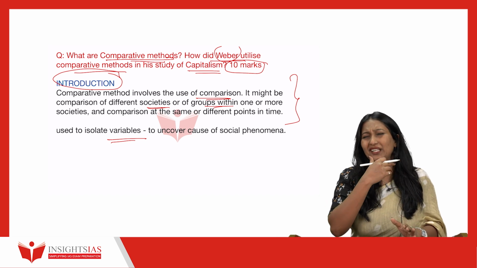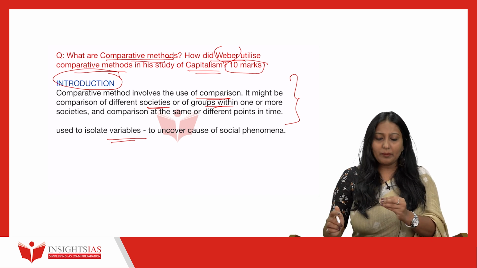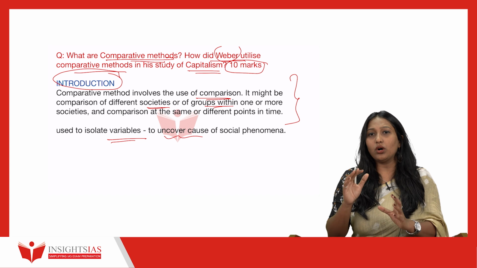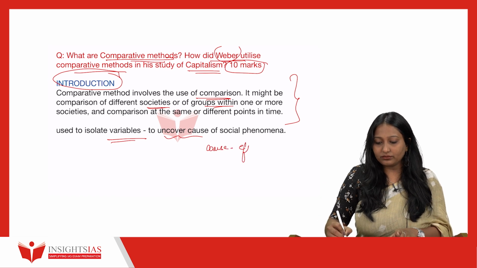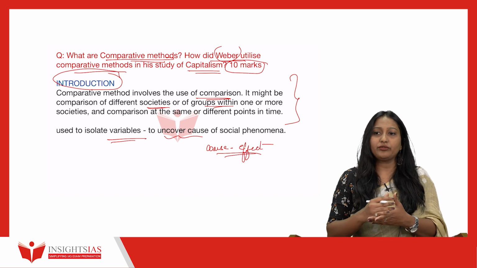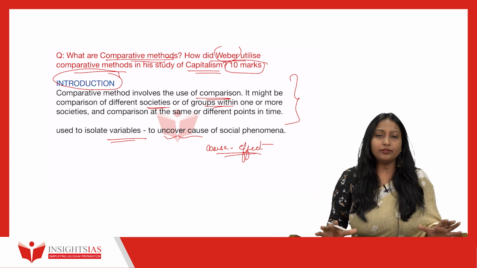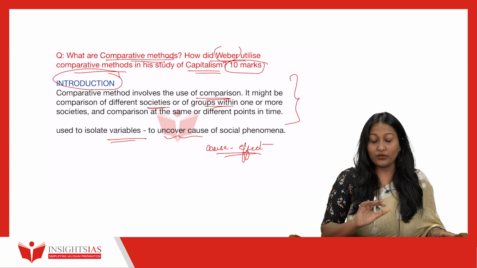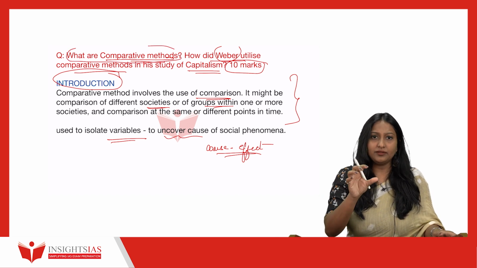So why do we usually use comparative study? We usually use comparative study in order to uncover the cause of social phenomena, the cause and effect understanding. In order to understand the cause of any social phenomena, we usually go for comparative study. This much is quite enough for this particular question. So we have covered the first part of the question.